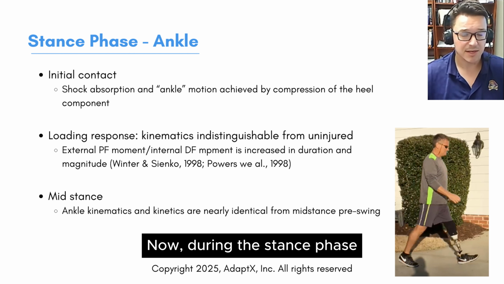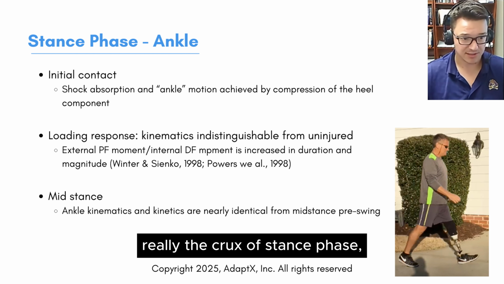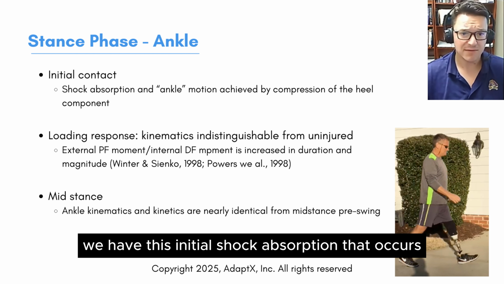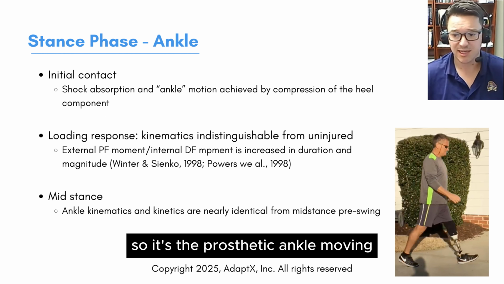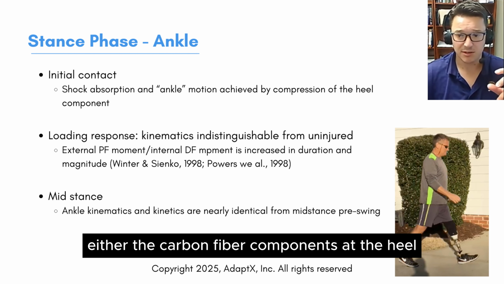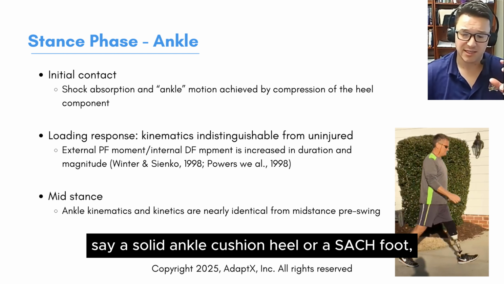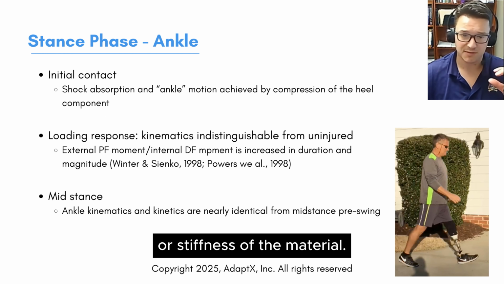Now, during the stance phase, after you move past initial contact, so here's initial contact again, now they're going into really the crux of stance phase before they go into toe off. We have this initial shock absorption that occurs by the prosthetic components themselves. So it's the prosthetic ankle moving, but it's actually the compression of either the carbon fiber components at the heel that will compress, or from say a solid ankle cushioned heel or a SACH foot, the durometer or the stiffness of the materials that will compress more or less depending on the durometer or stiffness of the material.